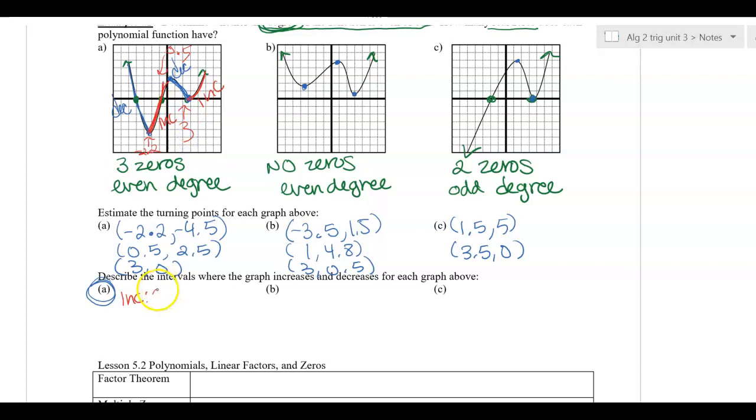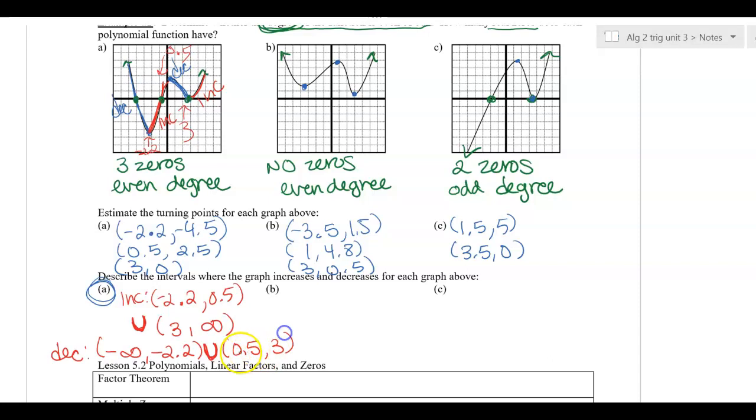So for the increasing intervals, it's from negative 2.2 of an x value to 0.5. And then there's another interval from 3 to infinity. And because there's two of them, we put this union sign in between them. We just write both intervals with this U between them. And then the decreasing interval that we see is from negative infinity till negative 2.2. And then there's another one, so I'm going to put this U between them. And that's from 0.5 until 3. And so you could list as many intervals as you want that way.